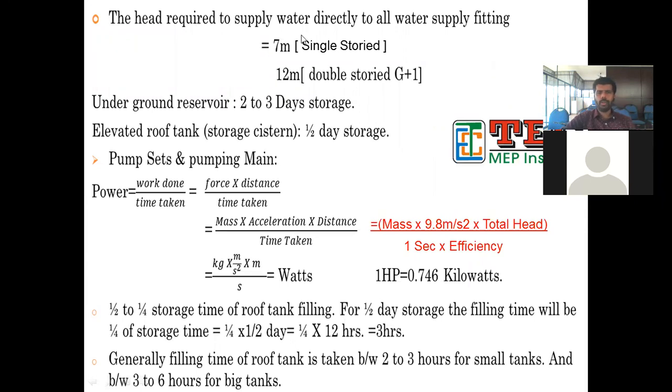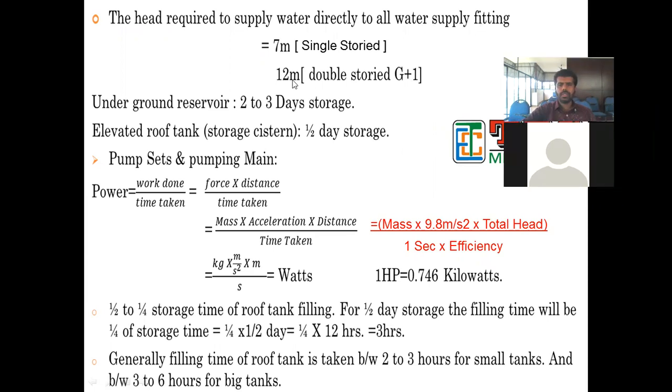The head required to supply water directly to all water supply fittings: if it's a single-story building, it should be 7 meter head, and for G plus 1 floor, it is 12 meter. The underground reservoir should be 2 to 3 days storage. So if you are designing and you need an underground reservoir, you have to multiply the overhead tank by 2 or 3 times. And the head required should be 7 meter for a single story and 12 meter for a double story.